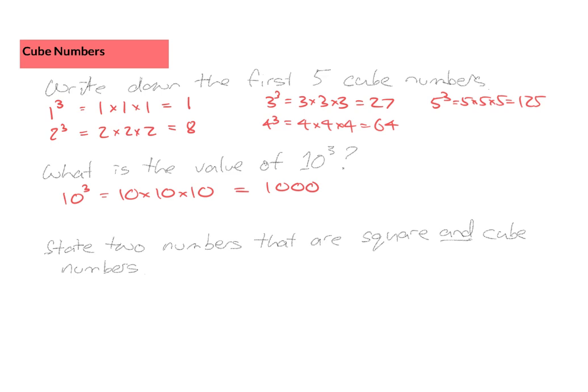Finally, it says state 2 numbers that are square and cube numbers. Well, these are not easy to find, but the easiest 2, and luckily this question only says find 2, is 1 and 64. The next one would be, I think, 729, but we're not going to go there. As long as you know 1 and 64 are both square and cube, you'll be fine for anything you get asked at this grade level.